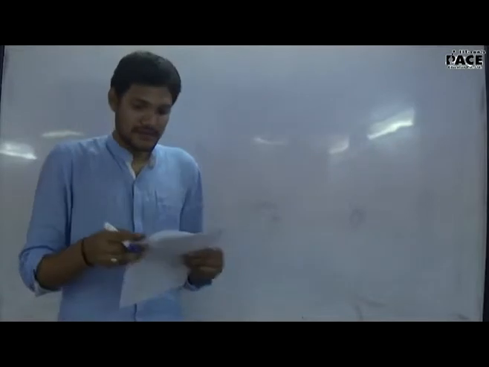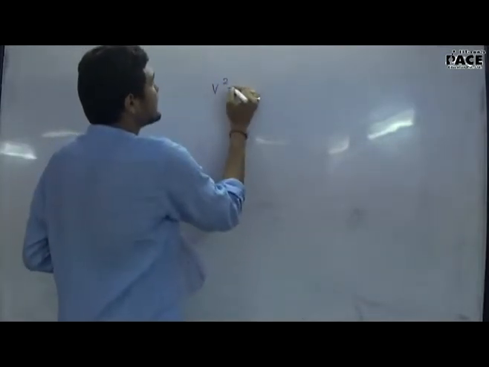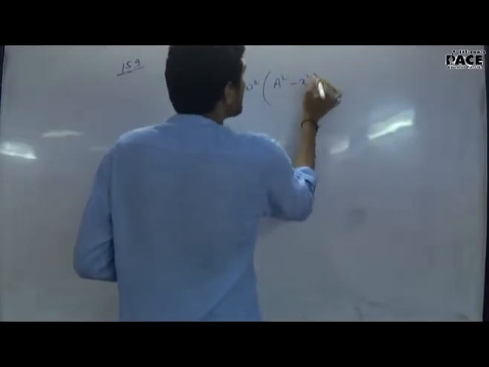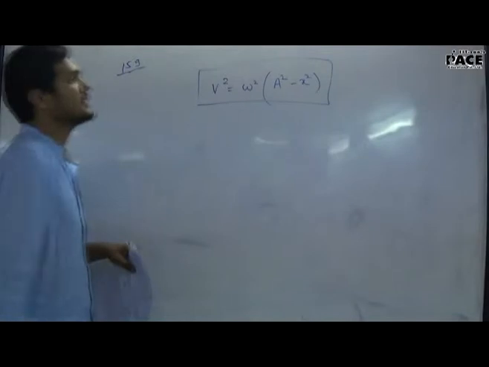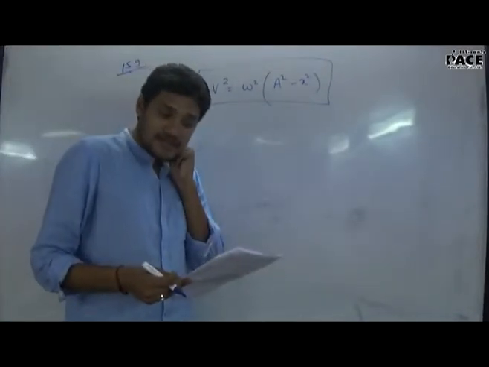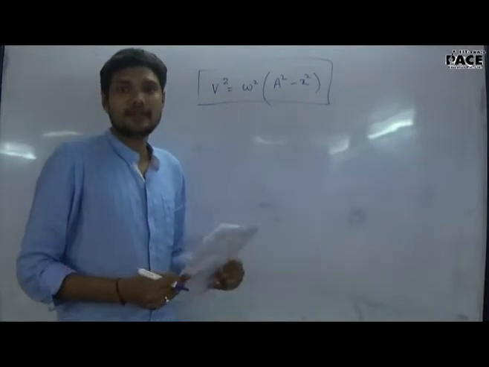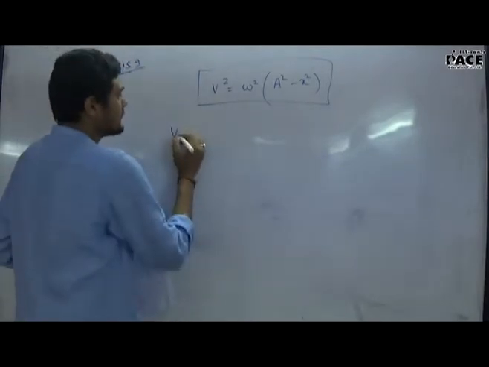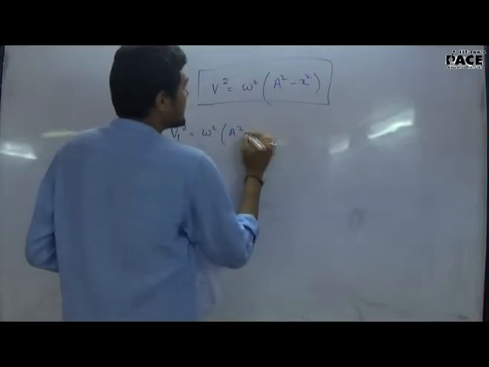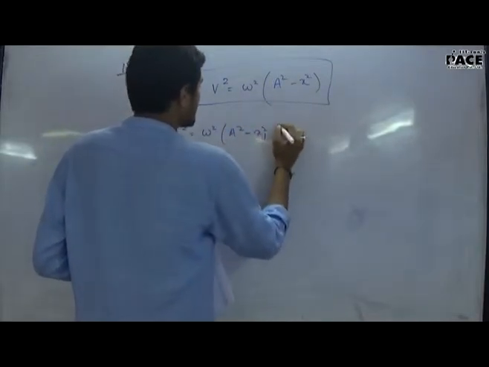For question number 159, this is a simple harmonic motion based question. Velocity square is equal to omega square times a square minus x square. This is how velocity and displacement are related. The question says that if the displacements are x1 and x2, the velocities are v1 and v2. So we'll get two equations, like v1 square is equal to omega square times a square minus x1 square.